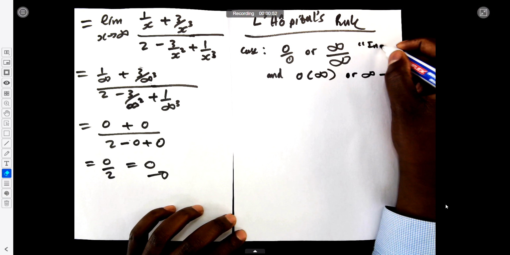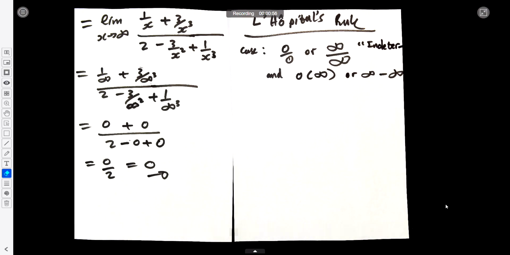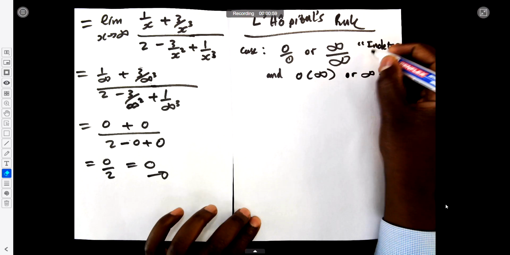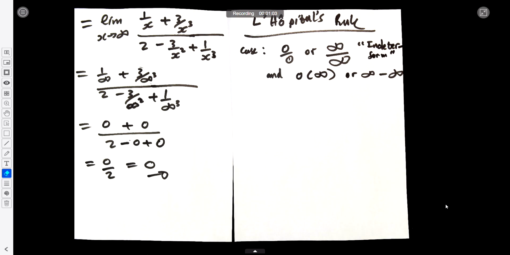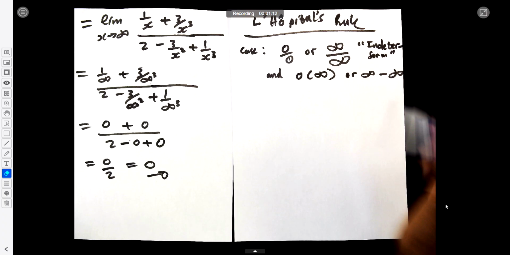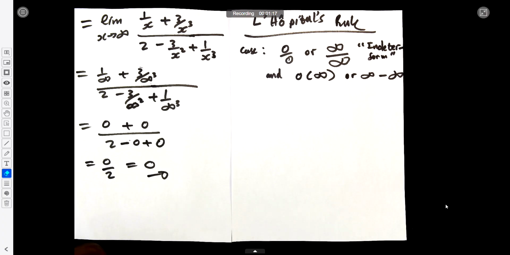This is the case of indeterminate form. So you cannot say error because it's a 0 over 0 or infinity over infinity. It's a similar case where we have minus infinity minus infinity. So we apply L'Hopital's rule in those cases.